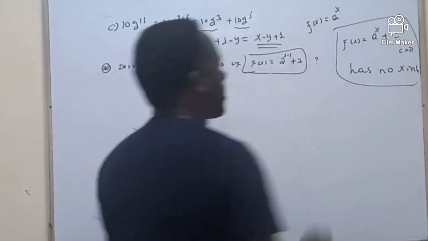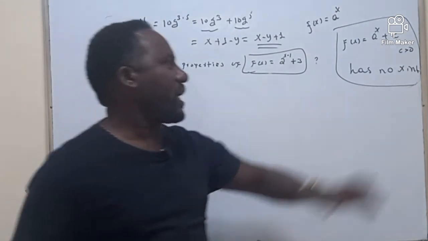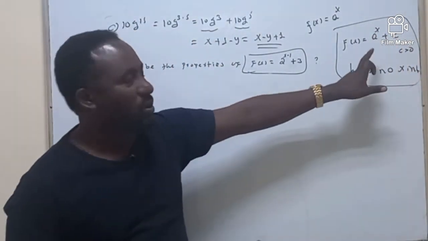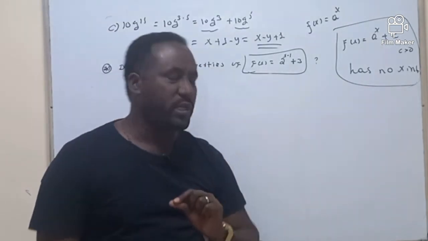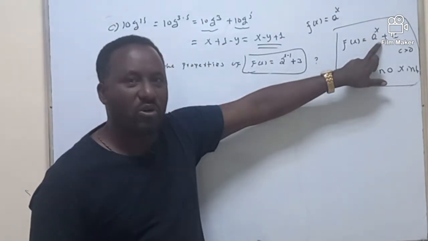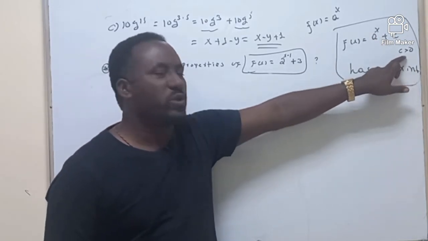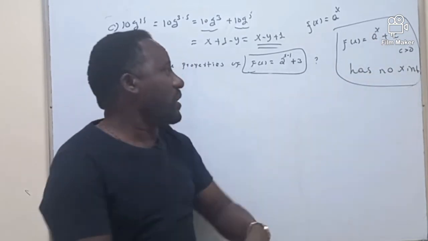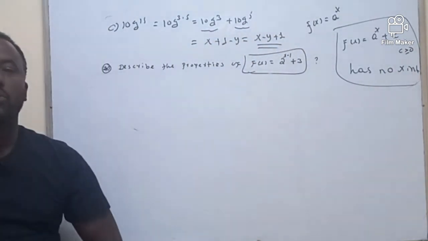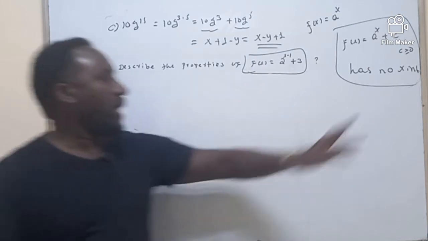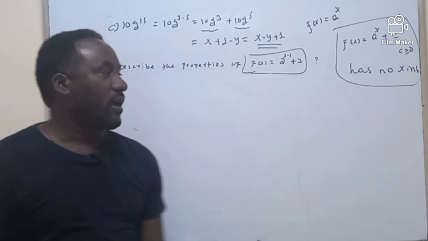Now this is the general concept about how to describe the x-intercepts of an exponential problem that will be reduced in the form of this one. Every exponential function which is given in the form of a^x + c, for any c which is positive, maybe zero also, greater than or equal to zero, has no y-intercept.